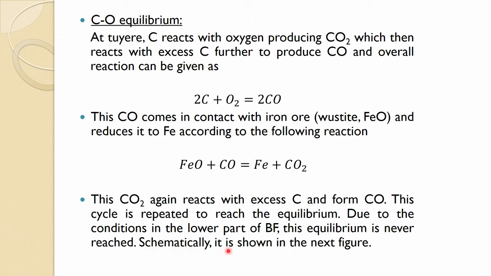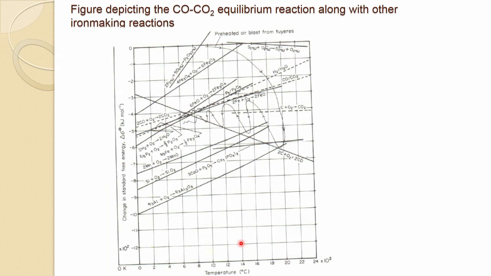So, schematically it is shown in this figure. This is showing the CO2 equilibrium in the lower part of the blast furnace. The y axis is the change in standard free energy, it is a standard Ellingham diagram for the oxide, and temperature is on the x axis. Preheated air blast from the tuyere enters somewhere at this temperature and keeps on increasing with the reaction.